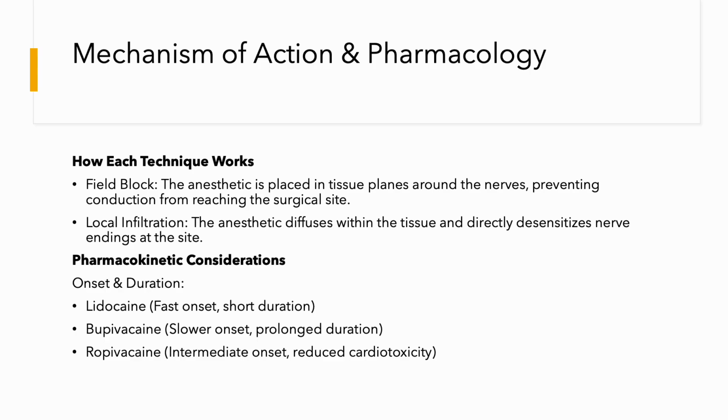Remember some of our pharmacokinetic considerations for our different drugs. We have lidocaine, which is fast onset, short duration. It's great for peripheral IVs and really short procedures. Bupivacaine has a slower onset, but a better prolonged duration. But remember, it's cardiotoxic. Ropivacaine has an intermediate onset and reduced cardiotoxicity.